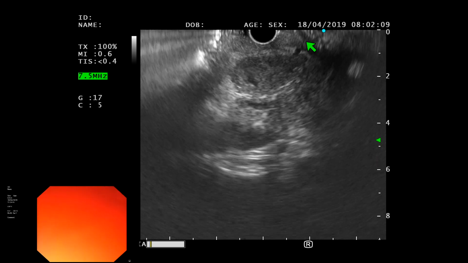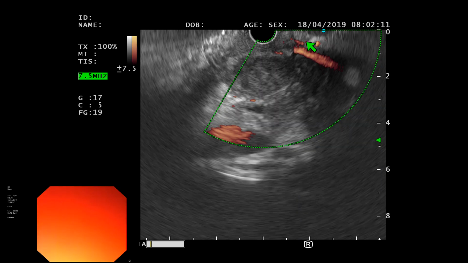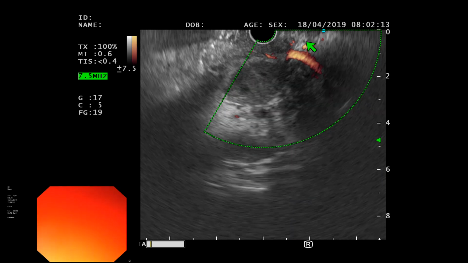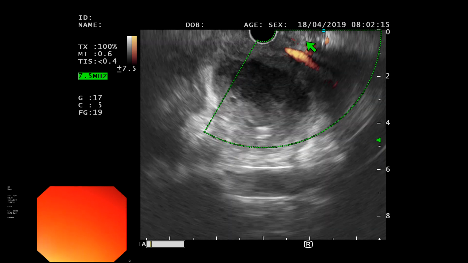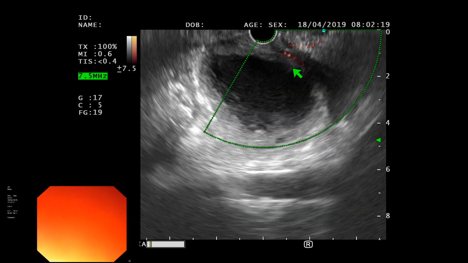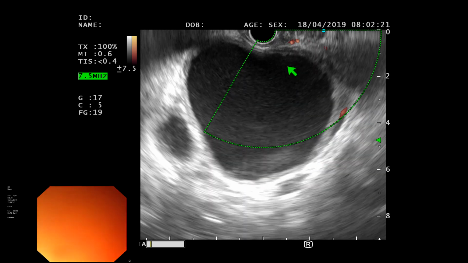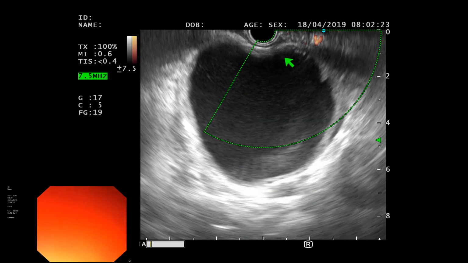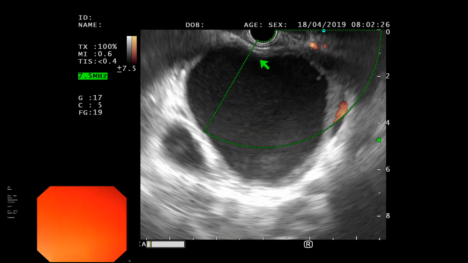So the other thing I want to show you right here is interesting. If you look at this vessel, when you're going to the right side in D2, what are you seeing and what happens when you rotate to the other side?